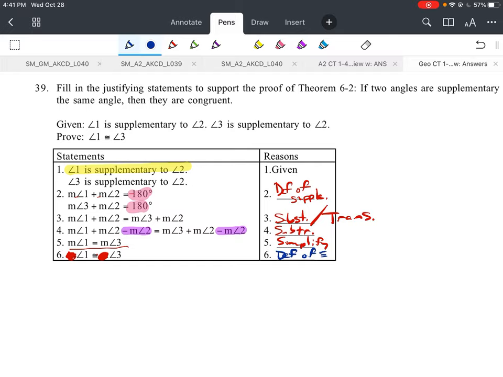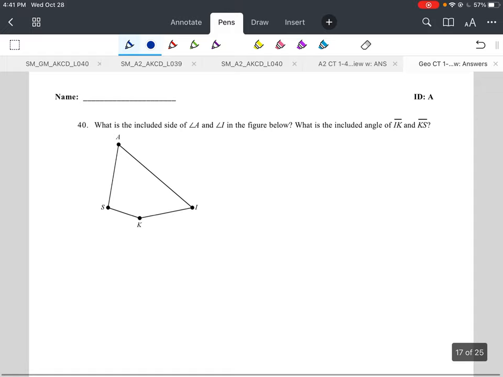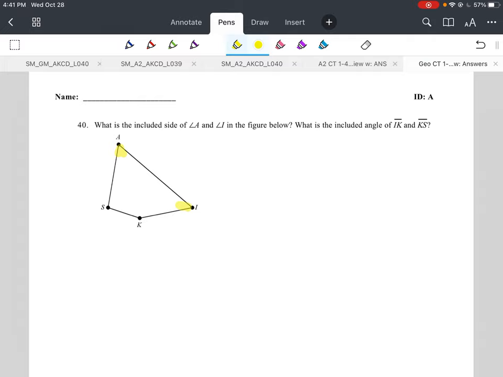All right, last one, here we go. What is the included side of angle A? So let's highlight that. And angle I in the figure, included side, of course, is the one that's in between them. So you gotta have that one there. And so it's simply AI.